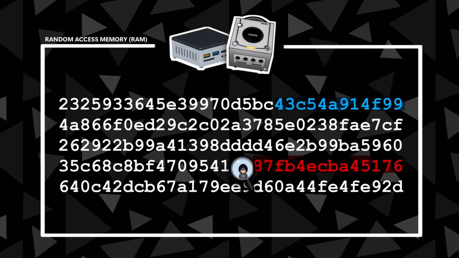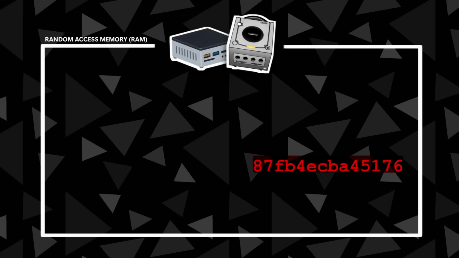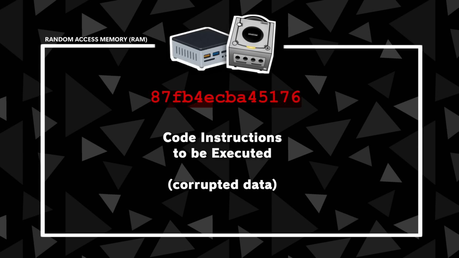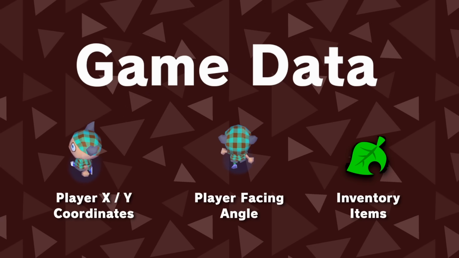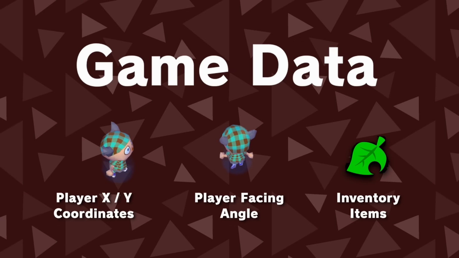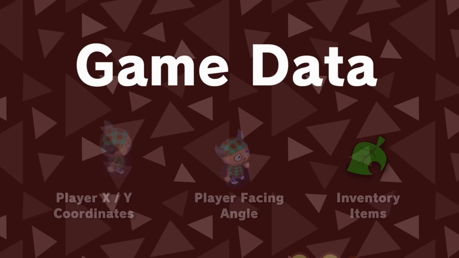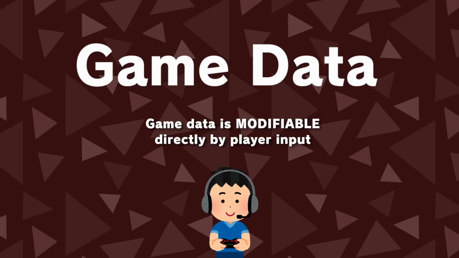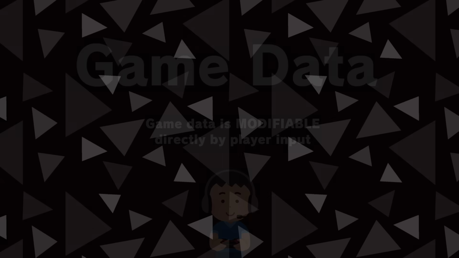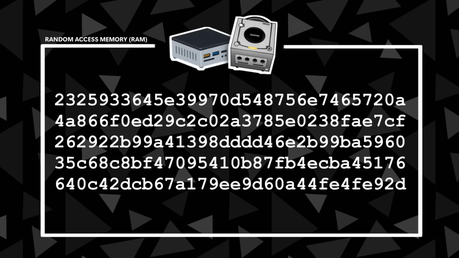Because game data is not differentiated from game logic in RAM, these data numbers are now the ones being translated into game logic instructions. And again, game data typically consists of things like your coordinate position on a map, your facing angle, items in your inventory, and so on. In other words, game data is almost always directly controlled and modifiable by the player by simply doing actions in the game.